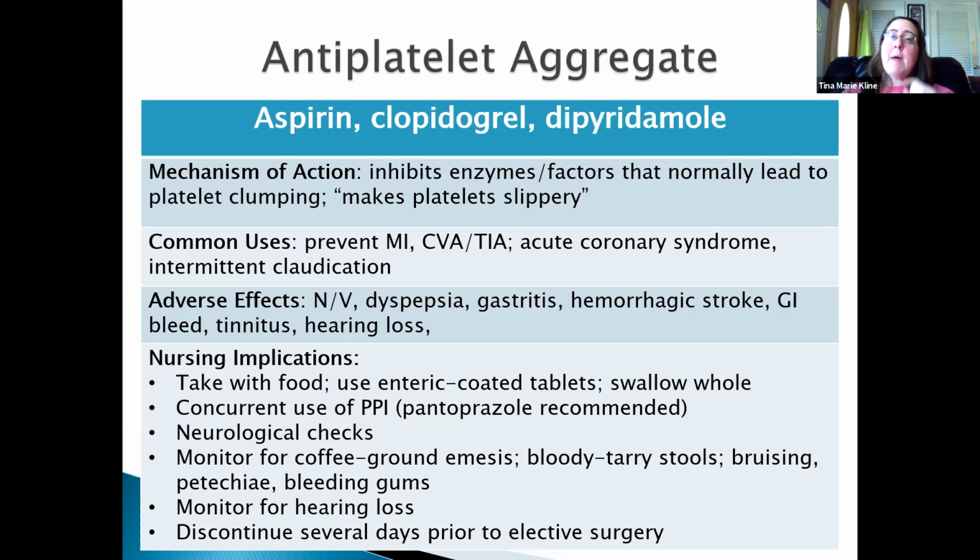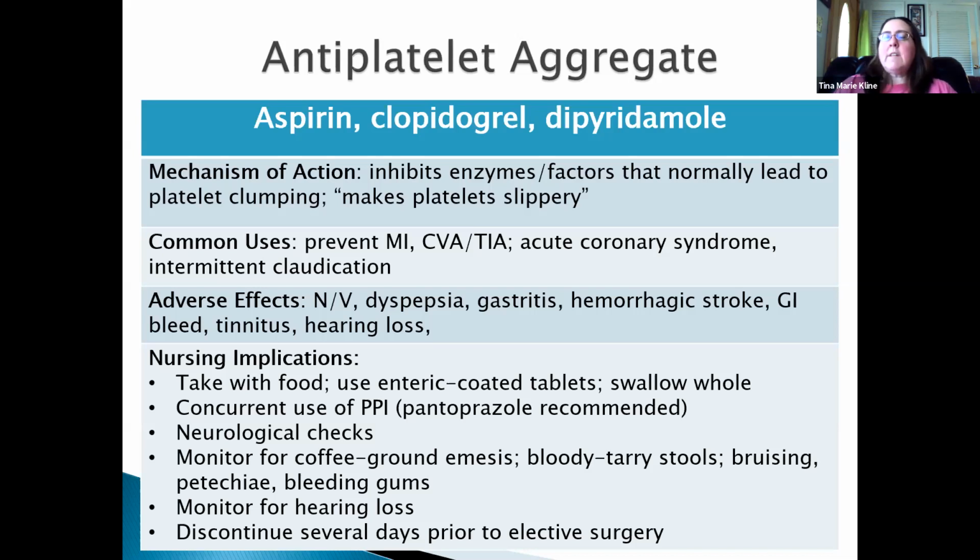So when we talk about medications for peripheral arterial disease, one of the things that we will use is a group called antiplatelet aggregates. Okay, so they do exactly what they sound like. They basically keep the platelets from sticking together. And I like to say it makes the platelets more slippery. It's harder for those platelets to clump, to form a clot. Okay, doesn't mean that they can't form a clot. It's just going to take longer for those platelets to do so.